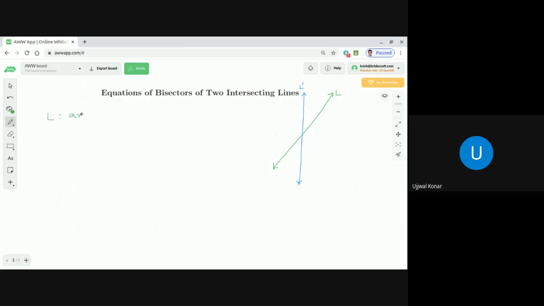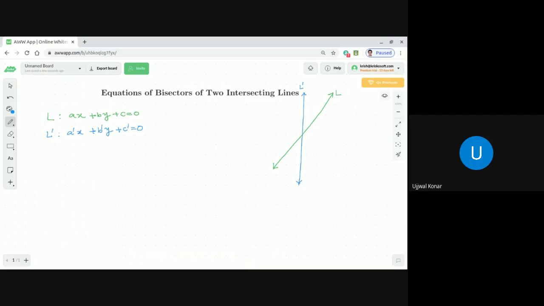be ax plus by plus c equal to 0, and the equation of the line L dash be a dash x plus b dash y plus c dash equal to 0. So dear students, here a, b, c, a dash, b dash, c dash are real numbers. A and b cannot be 0 at the same time. A dash and b dash cannot be 0 at the same time. Now these are the two straight lines.